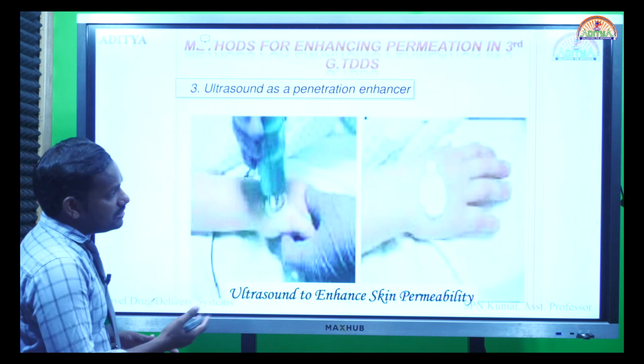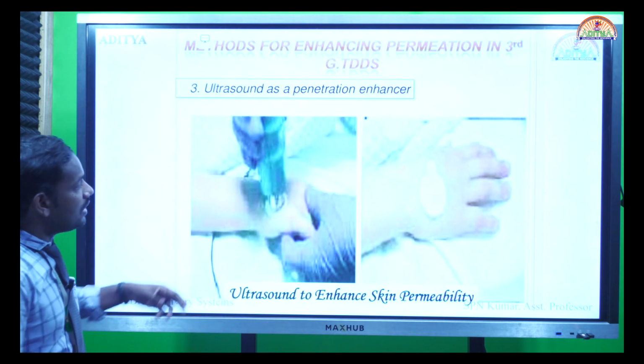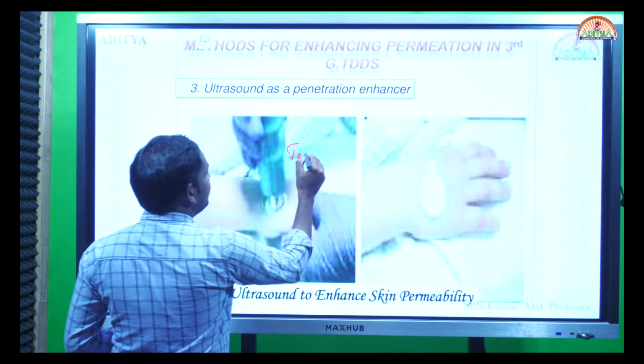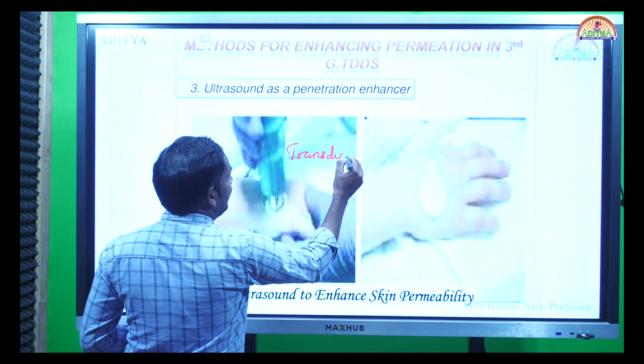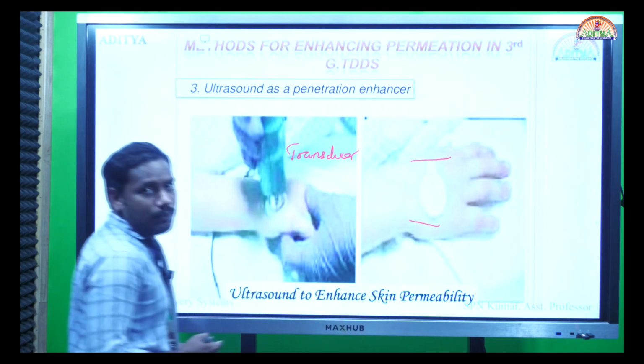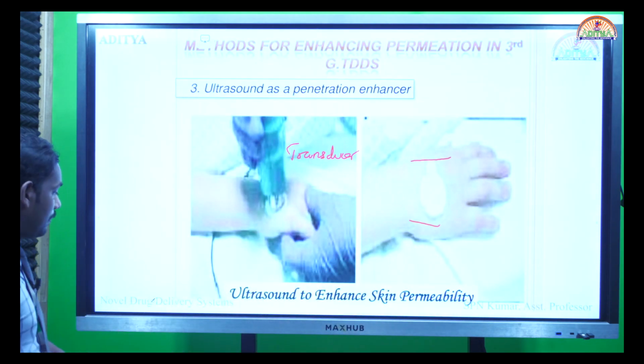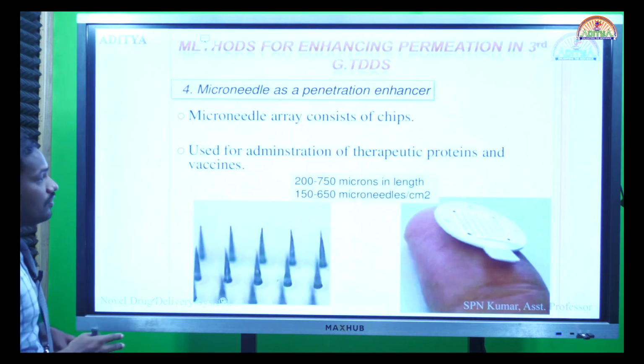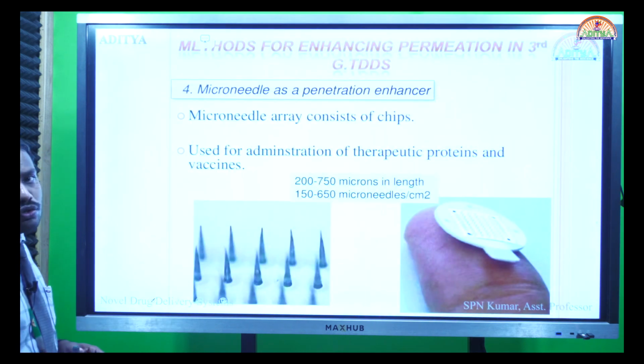So here is the practical demonstration. There is an ultrasonic transducer. This transducer is employed to drive the drug into the skin. So once the procedure is completed, it is closed with an impermeable patch such that the drug is in the body for longer periods. We can also use micro needles.